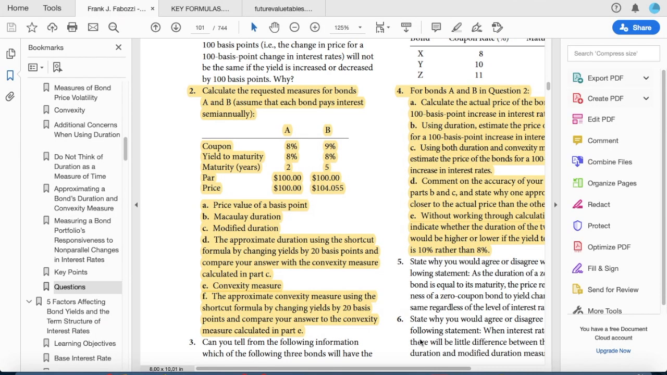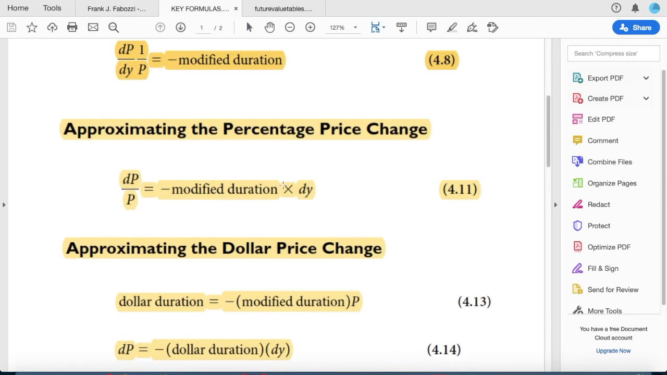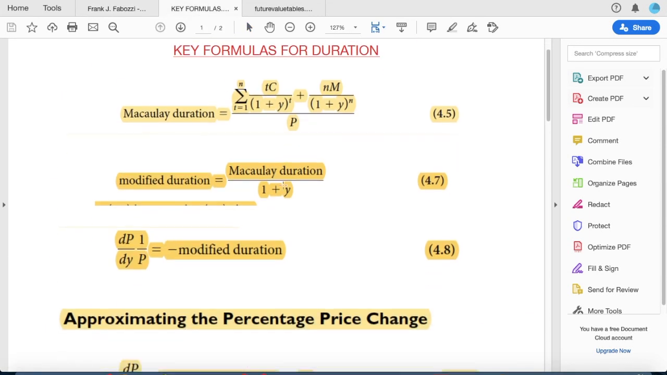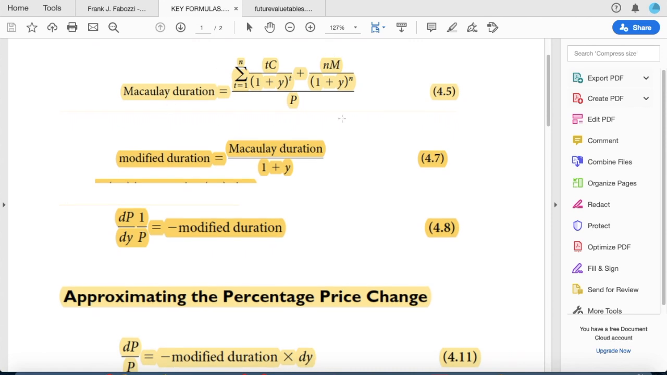Okay, so now let's move to the next question, which is the Macaulay duration, then the modified duration. Remember, these are the key formulas for the duration, right? This is how we compute the Macaulay duration, and this is how we compute the modified duration, right? So let's start with the first one.